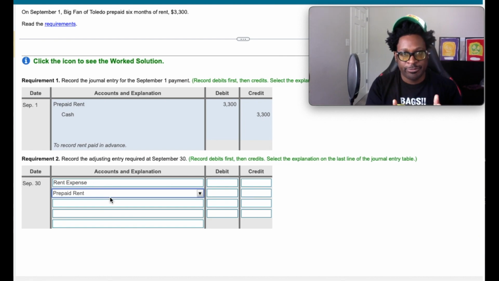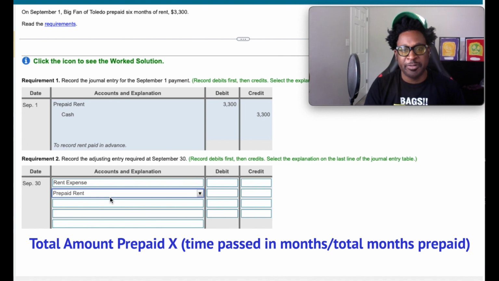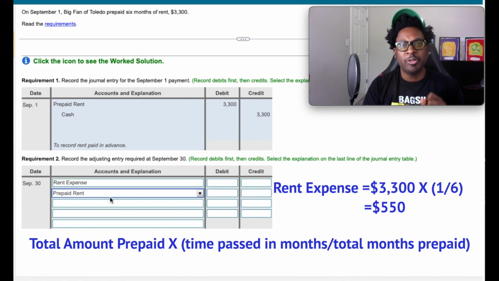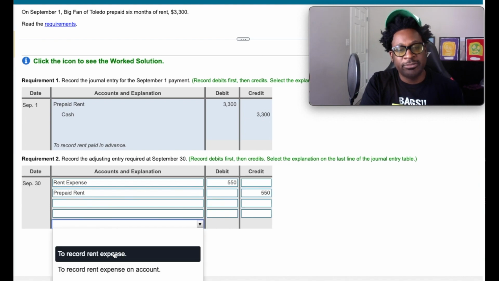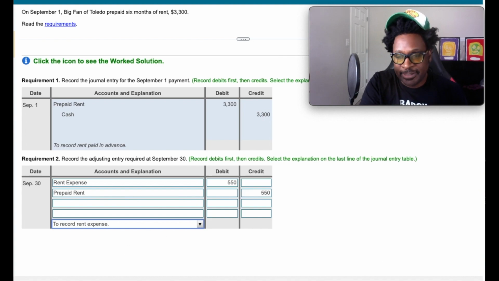Now, we're halfway through, but we must remember proper calculation. So how are we going to calculate this, gang? We're going to take the total amount that was paid for in advance, which reflected $3,300. And we are going to multiply times the amount of months that has passed, which is 1 month, and we're going to divide it by the total months that was prepaid, which was 6. So we're going to take 3,300 multiplied times 1 divided by 6. And that should give us 550. And our explanation would be to record the rent expense, gang. So let's see what we have for the answer.